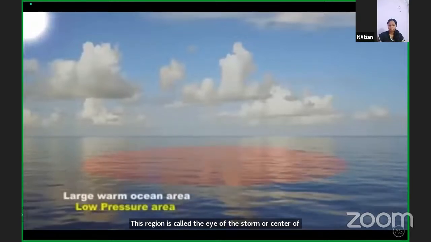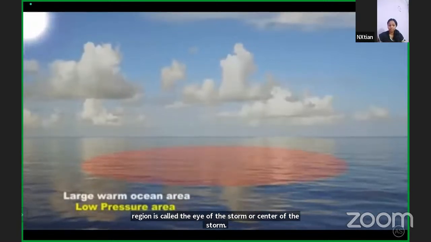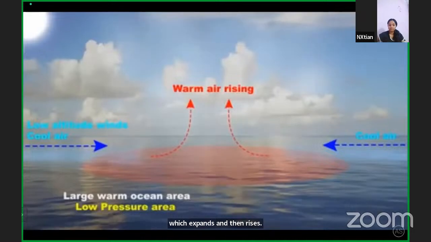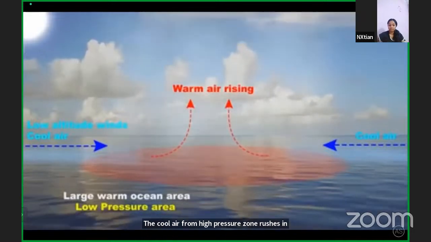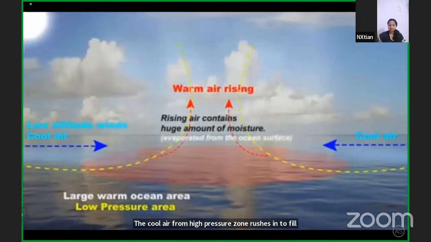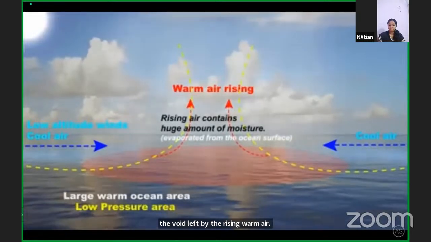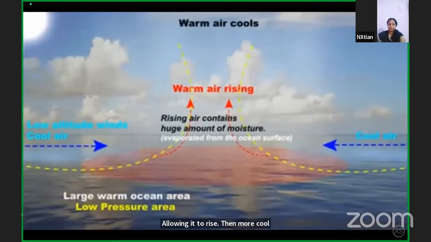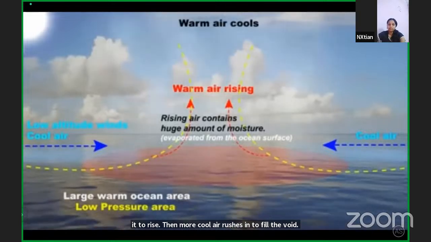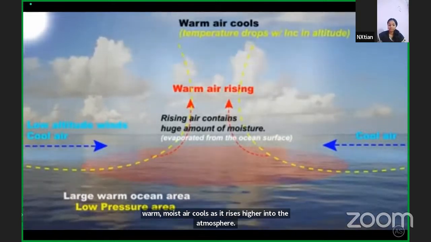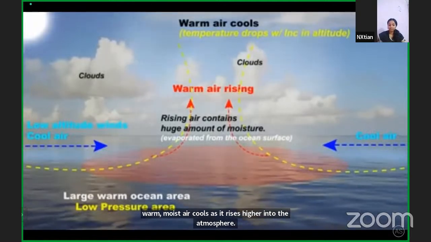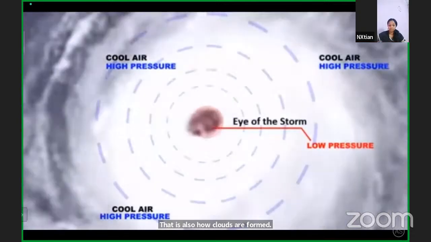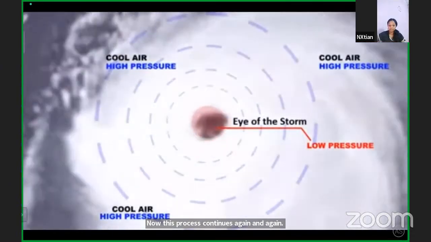The low pressure region is a warm region where the air is warm, which expands and then rises. The cool air from high pressure zone rushes in to fill the void left by the rising warm air. This air warms and becomes moist as well, allowing it to rise. Then more cool air rushes in to fill the void. The warm, moist air cools as it rises higher into the atmosphere because temperature drops with increasing altitude. That is also how clouds are formed. Now this process continues again and again. As a result, you will see an eye-like figure at the center of the storm.